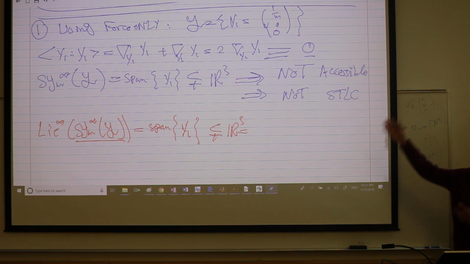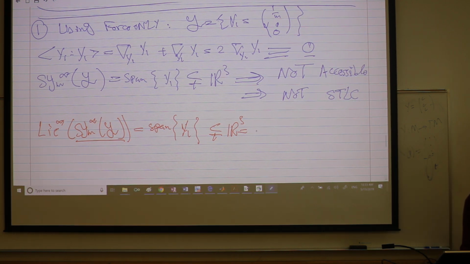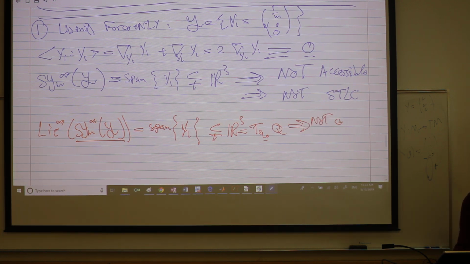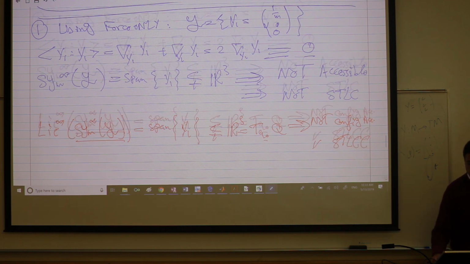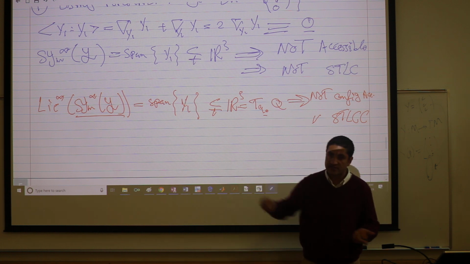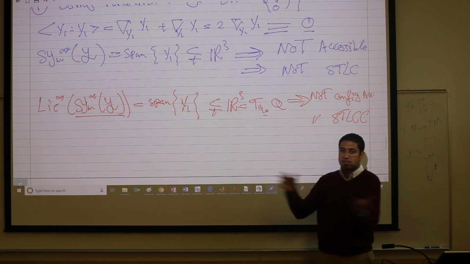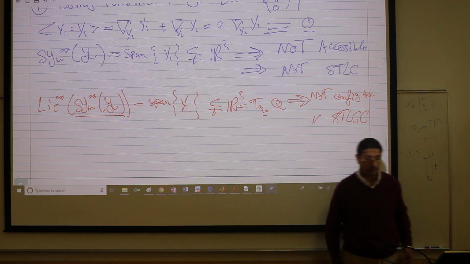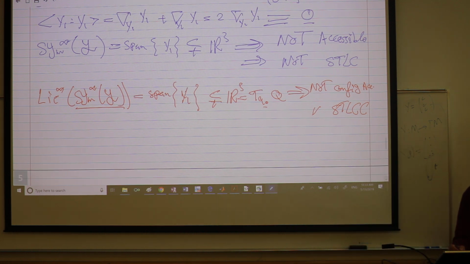If you don't have constraints, they will be the same dimension. So the system is not even configuration accessible. And if it's not configuration accessible, it's not small time locally configuration controllable using just this guy, which makes sense. I mean, if you just do this, you will never rotate the thing if you start stationary, right? Let's see the other vector.